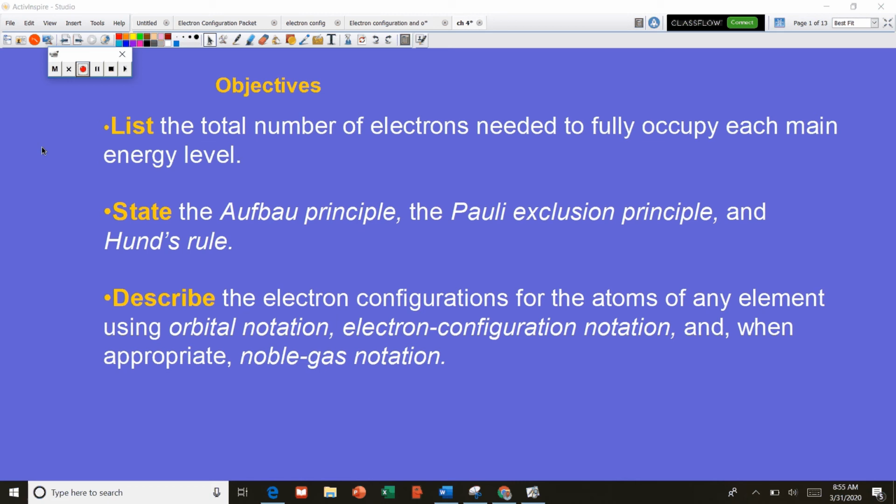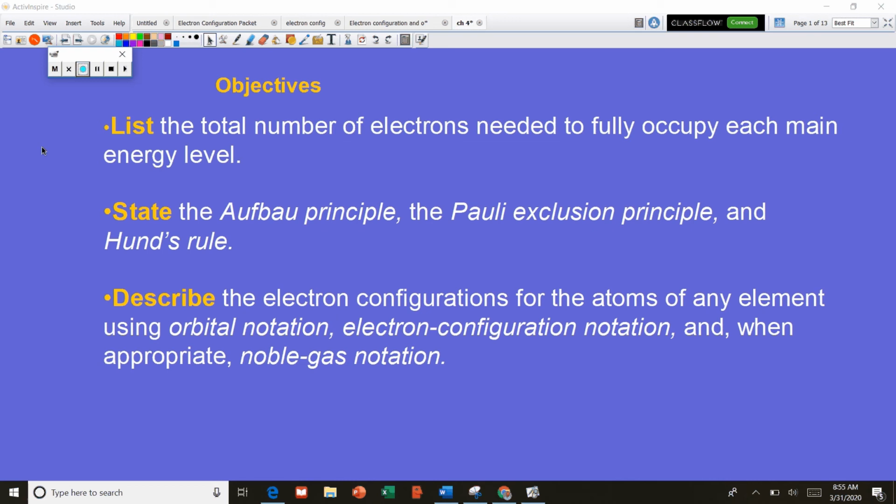Now, this is not that difficult. I'm going to try to make sure I cover it all. I will also post a crash course video that talks about electron configurations and things like that. You will need to have a periodic table today. That's going to be very important because in order to do these, you have to be able to apply it to the periodic table.